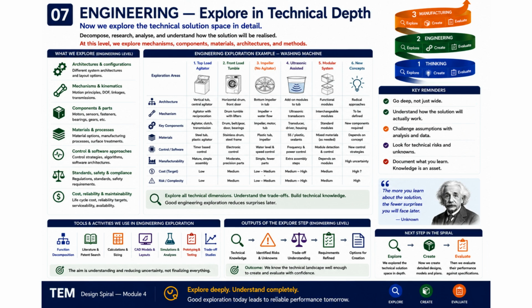So engineering explore is different from thinking explore. Thinking asks broadly, what could the solution be? Engineering asks deeply, how can this selected solution actually be made to work? The purpose is to replace technical assumptions and unknowns with engineering knowledge before we commit to the detailed design.